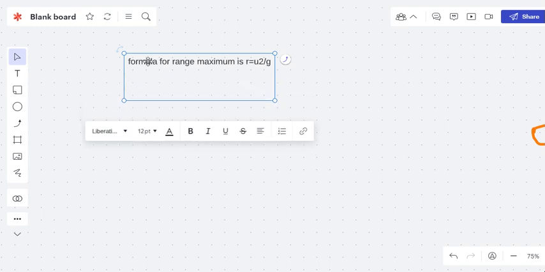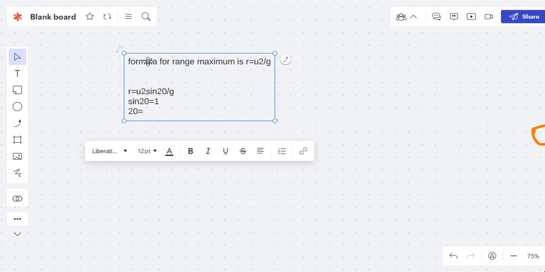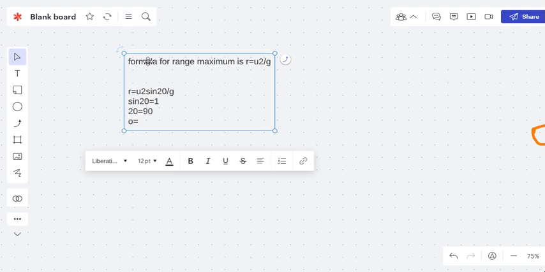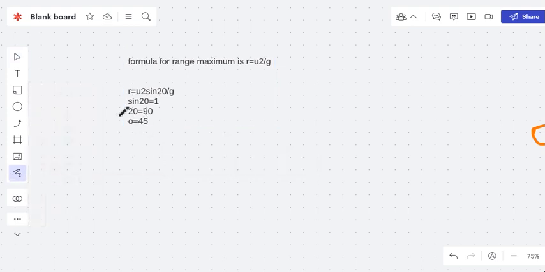This is basically a formula, and we know that the range is equal to u square sin 2 theta divided by g. And since we know that sin 2 theta is equal to 1, whenever the value of sine is 1 it means it's maximum, right? We know sin 2 theta is equal to 1, 2 theta is equal to 90 degree. So ultimately theta is equal to 45 degree. So the angle 45 degree is the maximum angle at which we will obtain the maximum range.